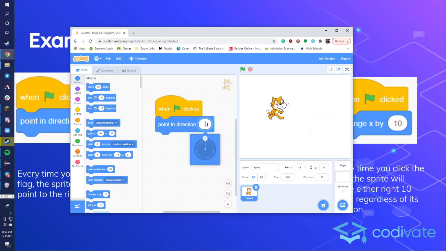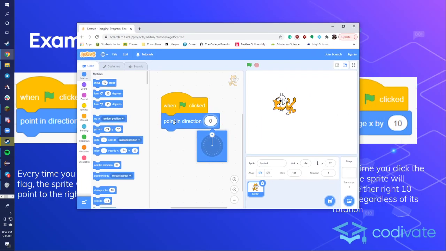I can change this number to 180 to mean down. It in fact gives you a visual of what everything is. So you can drag this around and it actually puts in the number for you, which is useful sometimes. So if I want it to face to the left, negative 90. There you go. Down, 180. Up, 0. There you go.